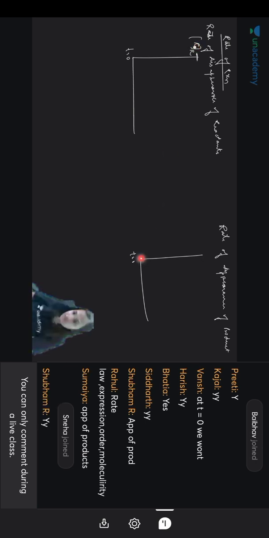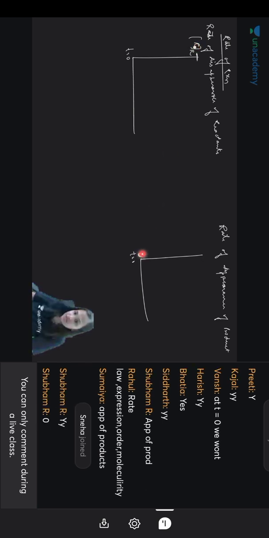This we have studied by this particular plot. At time t equals 0, the concentration of reactant will be this. This is the concentration of reactant at time 0, which is C naught. What is the concentration of product at time 0? That is 0. The concentration of product will be 0.